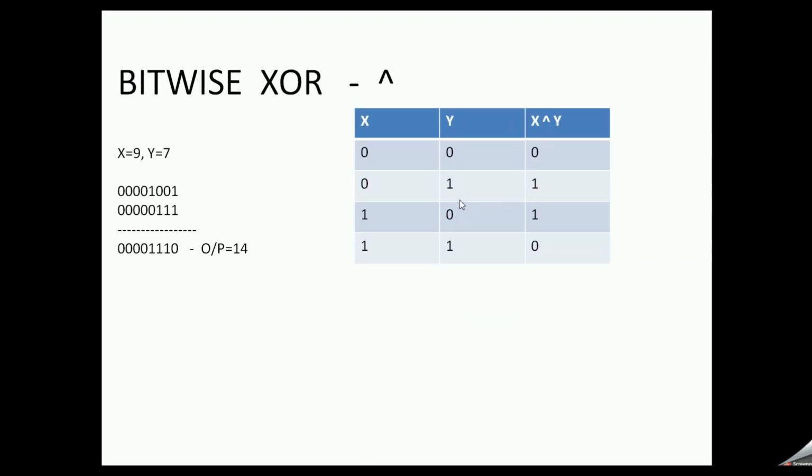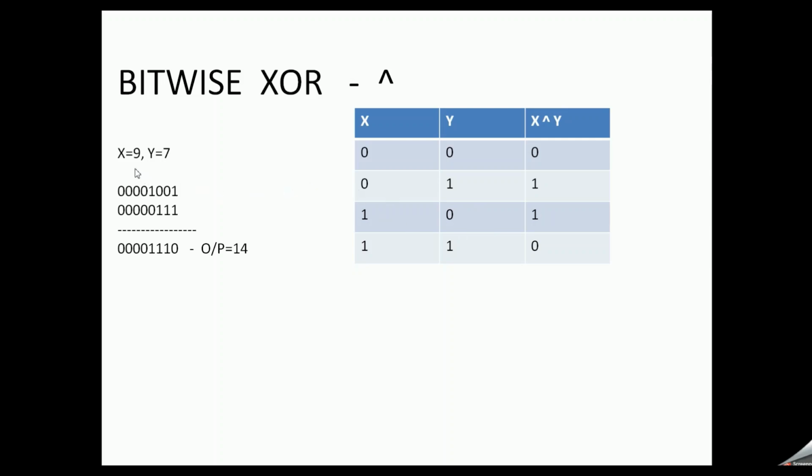So now let's move on to the third bitwise operator, that is the XOR operator. In the bitwise XOR, if both the bits are 0 or both the bits are 1, then the result would be 0. If any one of the bits is 1, then the result would be 1. So 0 and 0 becomes 0, 1 and 1 becomes 0. 0 and 1, that is one of the bits is 1, so it becomes 1. 1 and 0, again one of the bits is 1, so it becomes 1.